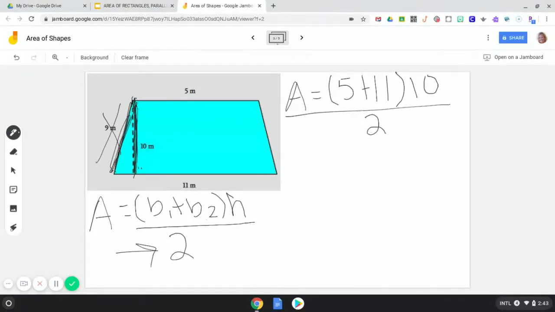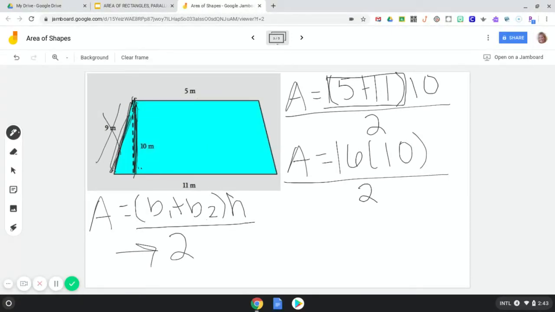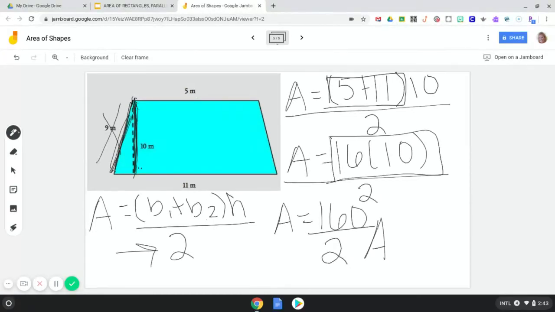Okay. So I'm just going to box what I do first. Always do your parentheses first. So that is 5 plus 11 is 16. I'm going to multiply that by 10, and then I'm going to divide by 2. So my next step, multiply 16 times 10. And that is 160. My last step, divide by 2. So the area of this trapezoid is 80.